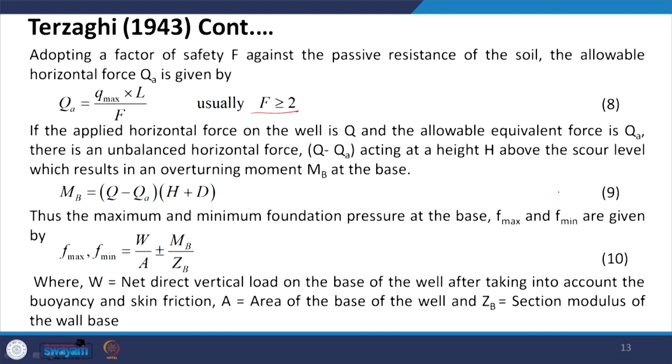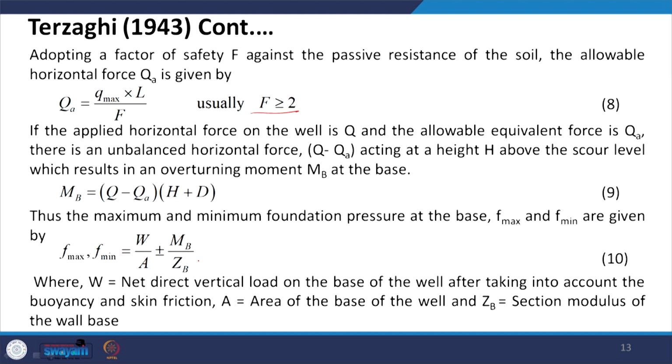Now, once Mb is known, and the total weight of the well coming on the top is known, then you can find the maximum and minimum foundation pressure at the base, which is given by equation 10. The maximum value naturally will come with the plus sign, and if you use the minus sign you will get the minimum value, and these values should be less than the permissible stresses.